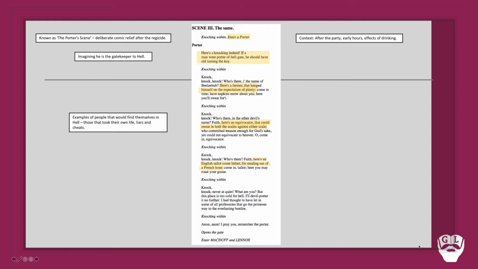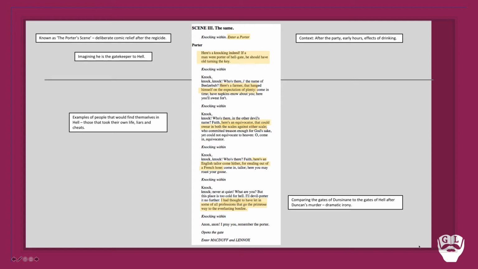Those that took their own lives, or liars and cheats, are the examples that he uses, as would have been seen in, remember, the contextual audience of the time would have related to that. So, he says about how I had thought to have let in some of all professions that go into the primrose way to the everlasting bonfire. Again here, there's some dramatic irony. He's comparing the gates of Dunsinane to the gates of hell, when Duncan's murder, probably the most evil, hellish act that could take place, has taken place. So there's a sense of dramatic irony there.